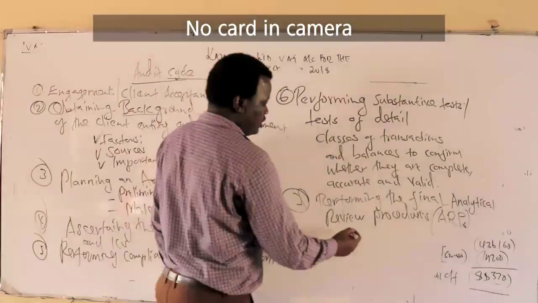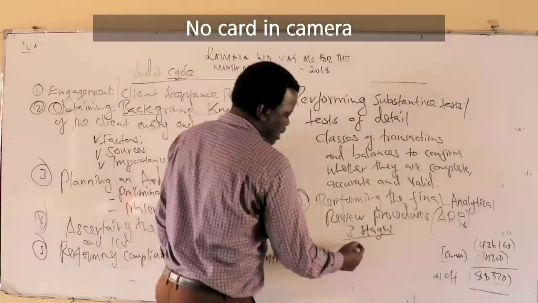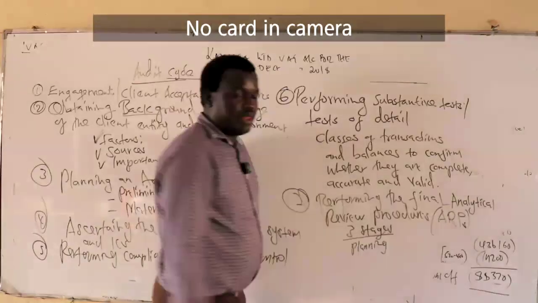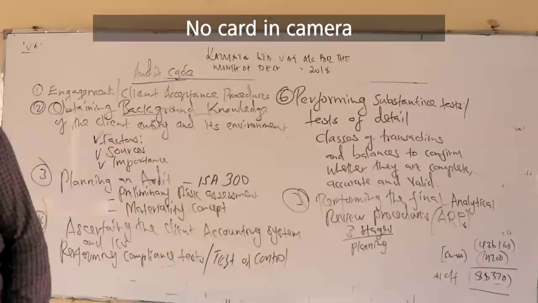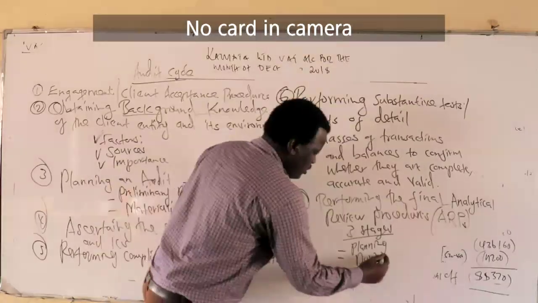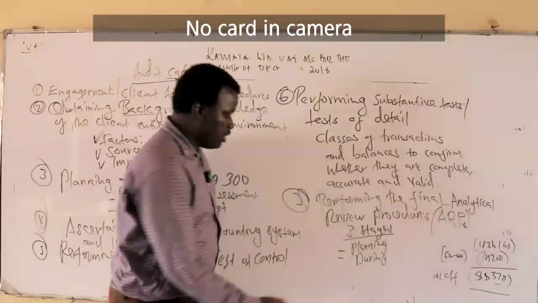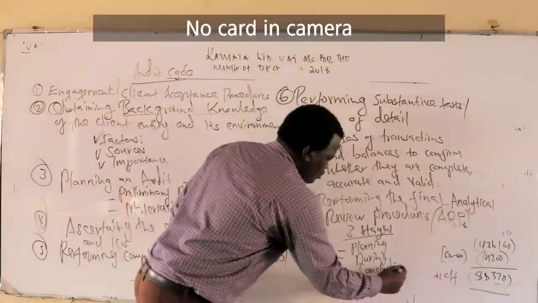At the planning stage, you can perform the ARPs just to identify some of the problem areas for attention. You can also perform them during the audit. You can also perform the analytical review procedures at the point of concluding an audit.